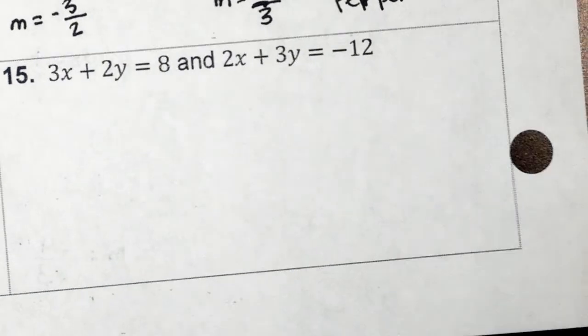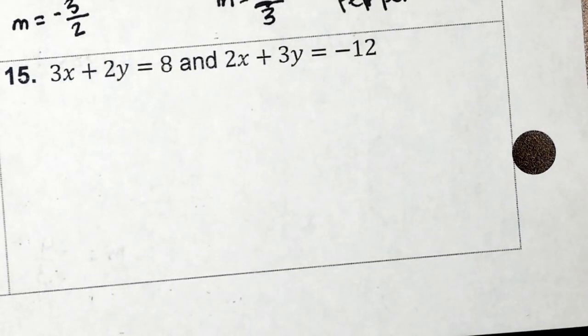I want y'all to try that one. On 15, you are solving for y on both of them. You got to get both of them in slope intercept form. Once you get both there, tell me whether the lines are parallel, perpendicular, or neither.